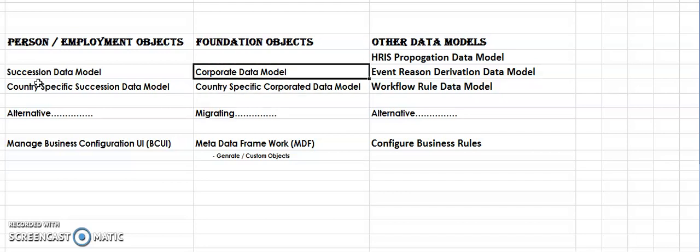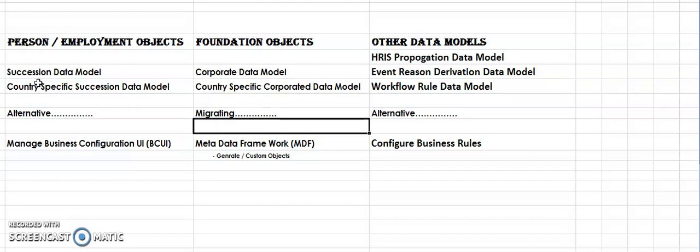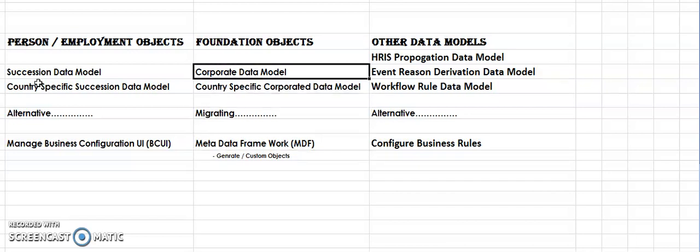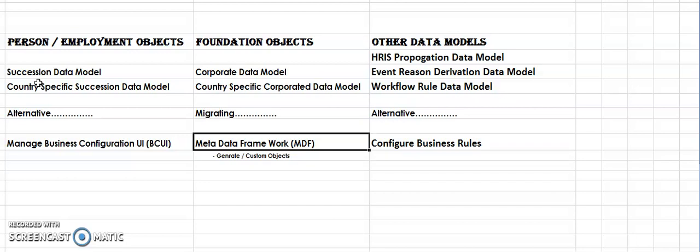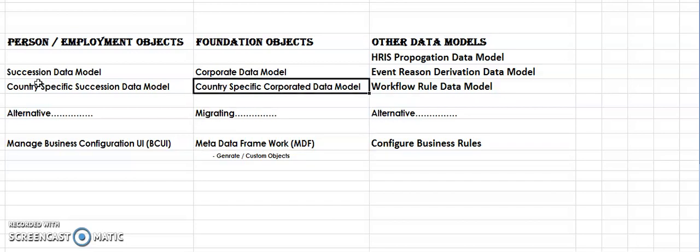Initially there were more than 11 objects, and they have migrated to MDF, that is metadata framework, objects. Among these 11 objects also, in the near future, slowly one by one they are migrating towards MDF objects. Until then, we have to configure these with the corporate data model and the country specific data model.